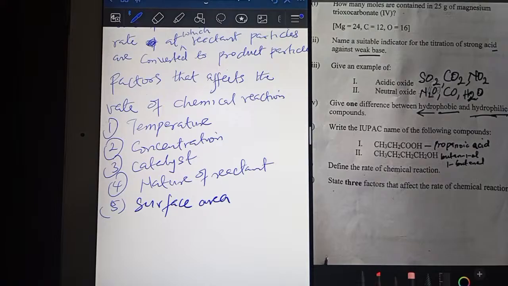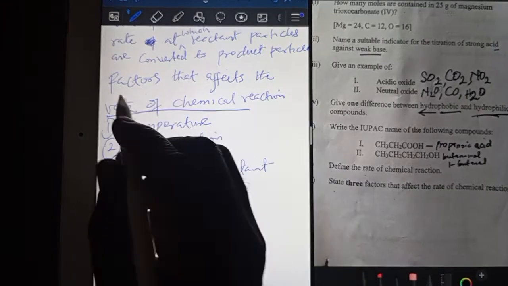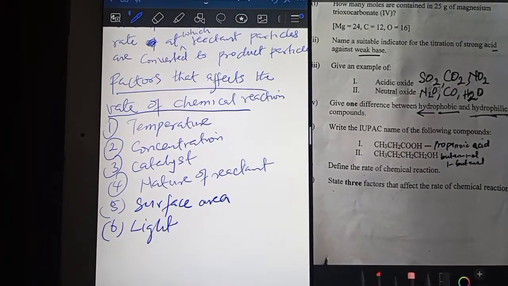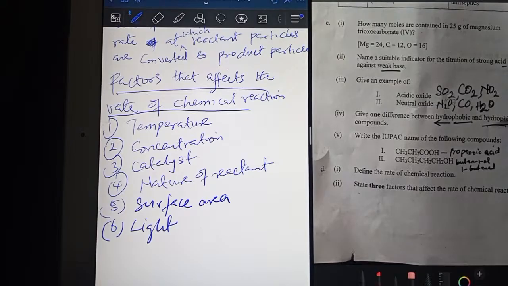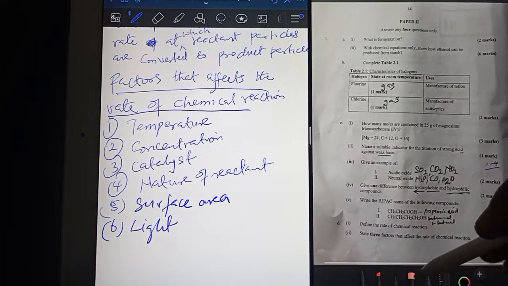These are the factors that affect the rate of chemical reaction. You can pick even light intensity for photochemical reactions. Then pressure somehow is not too effective. Remember that a catalyst has no effect on the equilibrium position of a reversible reaction, but it affects the rate at which reversible reactions attain chemical equilibrium. We are done with this page.